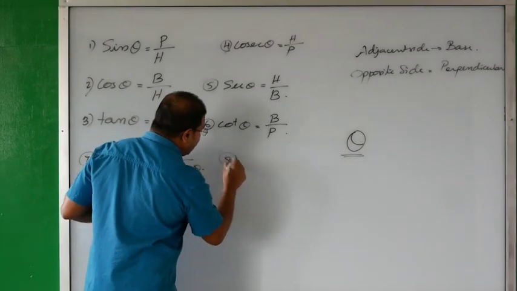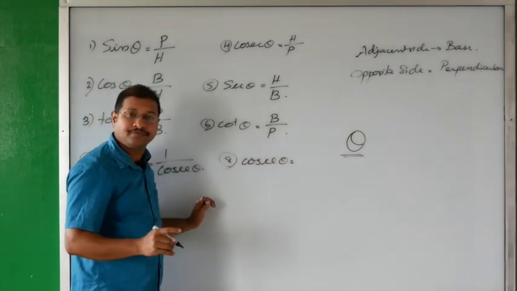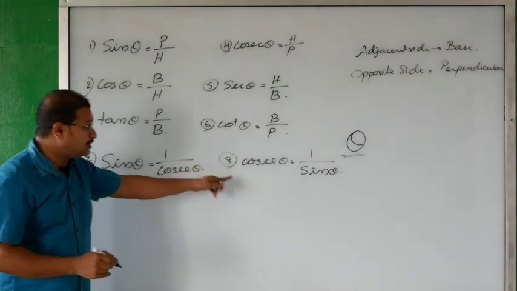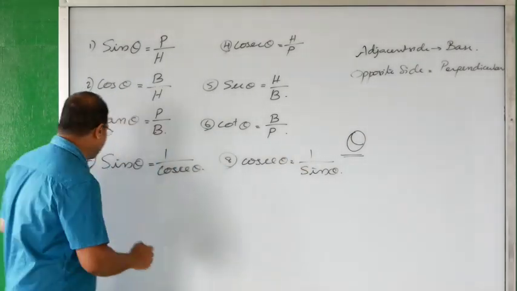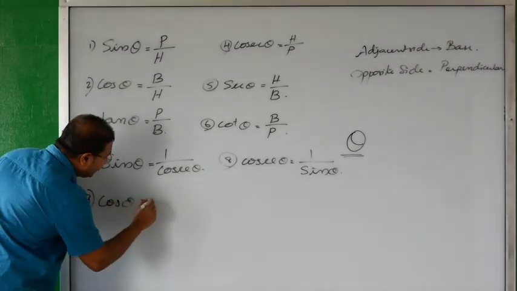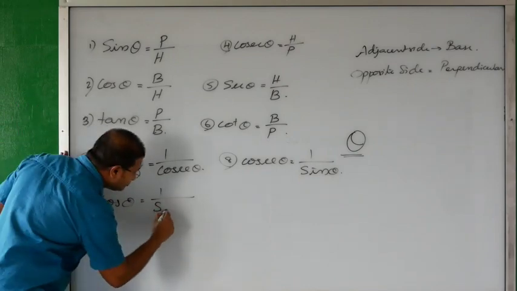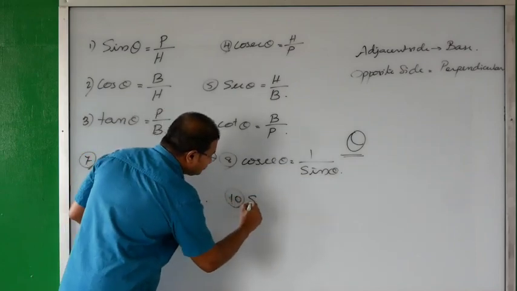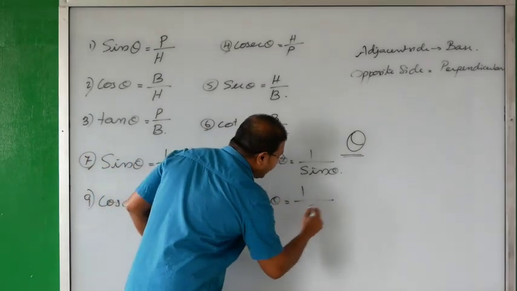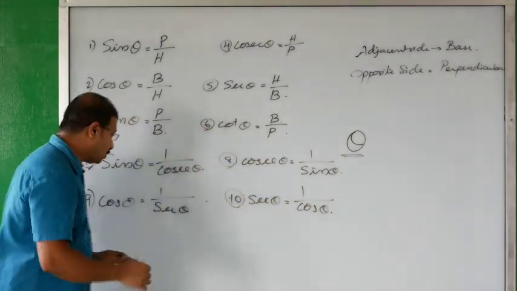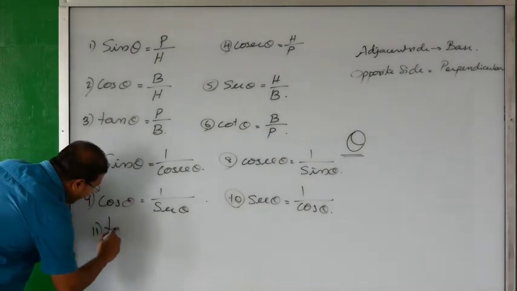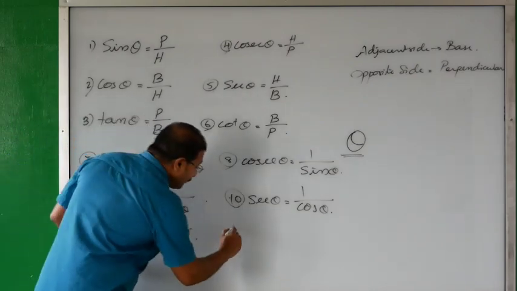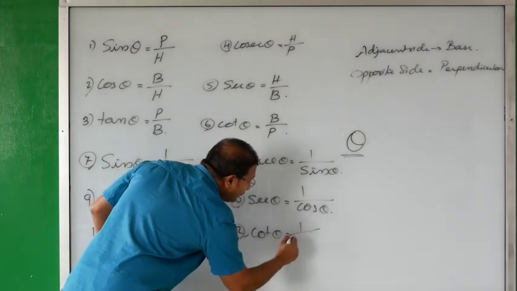Next one. If I want cosec theta, we'll write 1 by sine. We wrote sine equals 1 by cosec, so cosec equals 1 by sine. Ready? Next one: cos theta equals 1 by? Yes, sec. That means sec theta equals 1 by cos theta. 11: we can write tan theta equals 1 by cot theta. So if you want cot theta, we'll write 1 by tan theta.